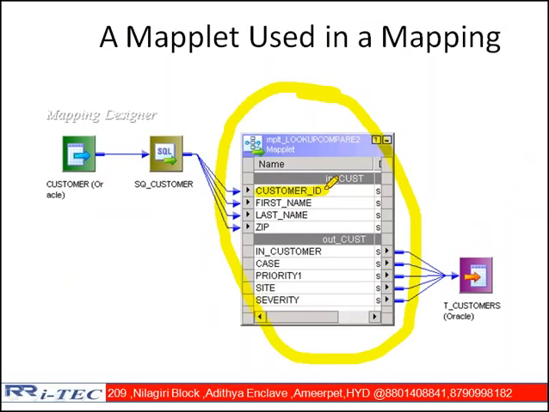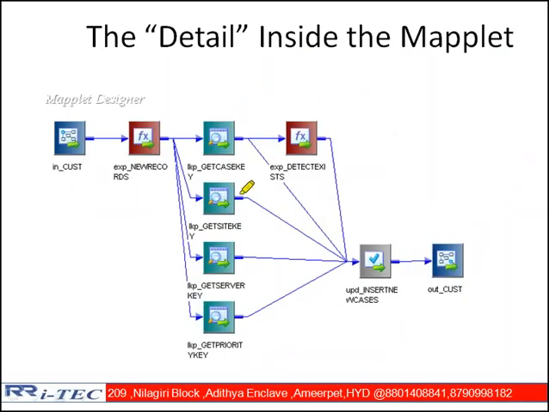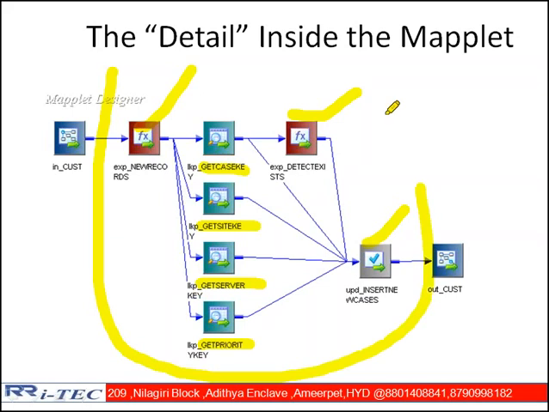We are getting the customer ID from here. Using that customer ID, we are trying to calculate what the customer case is, what the customer priority is, what the customer site is, what the customer severity is. For each one, we are trying to get one lookup. We get the case ID from here, lookup site ID from here, severity key from here, priority key from here. And the expression is available and update strategy transformation is available. These are the total transformations.